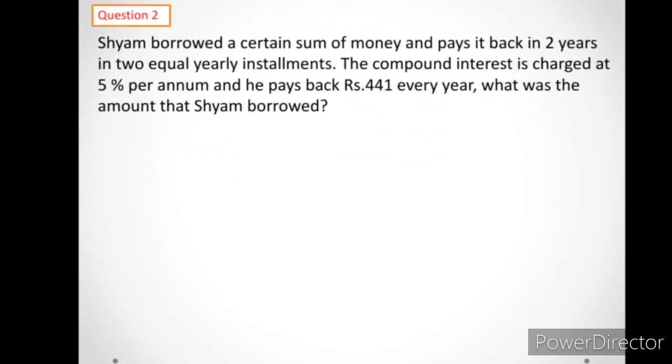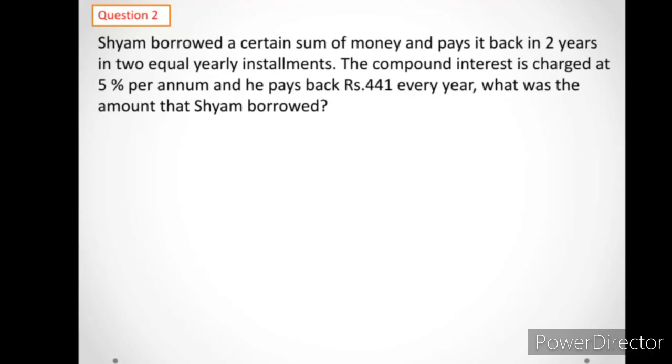Here we have question number 2. Shyam borrowed a certain sum of money and pays it back in 2 yearly installments. The compound interest is 5% per annum and he pays back 441 every year. What was the amount that Shyam borrowed? Okay, when we closely observe the question, here we are given the amount that Shyam pays each year, and we are required to find the total amount he borrowed.